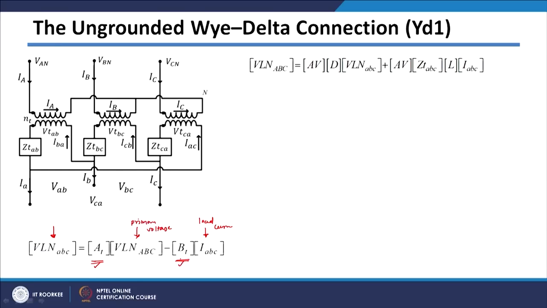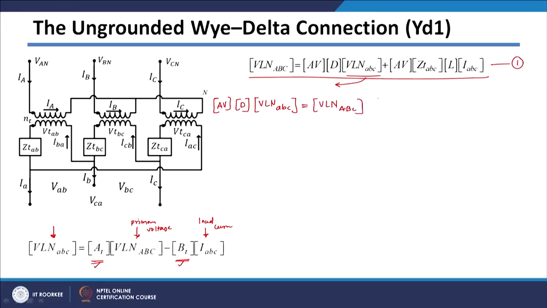Now to calculate it, we can use this expression here, which you have derived in earlier slides, and what we need on the left hand side is VLN ABC. So we can bring this on the left hand side and all the remaining quantities on the right hand side. So in this case I can say VLN ABC will be equal to, here it's multiplication by AV multiplied by your D, it will remain as it is, will be equal to VLN capital ABC minus AV multiplied by ZT ABC multiplied by L into I ABC.